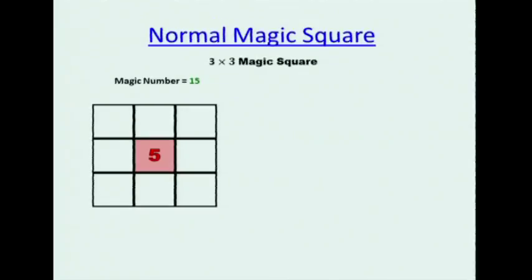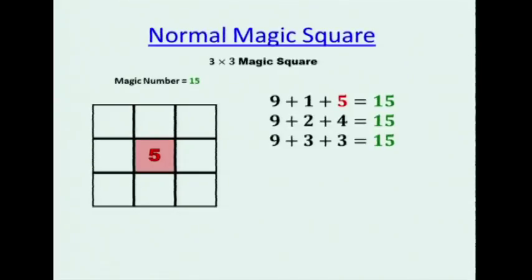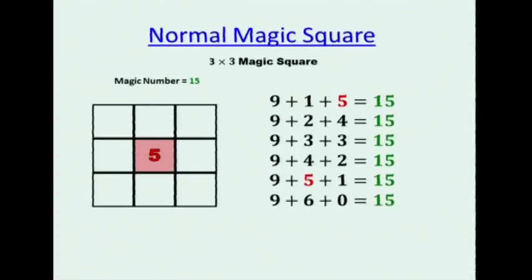Let's think about one more clue. If I take the number 9, I have to add it to 2 whole numbers and equal 15. So 9 plus 1 plus 5 is 15. 9 plus 2 plus 4 is 15. 9 plus 3 plus 3 is equal to 15. 9 plus 4 plus 2 is 15. 9 plus 5 plus 1 is 15. And 9 plus 6 plus 0 is 15. I don't need to go on because 9 plus 7 is more than 15, so I'd have to go backwards.